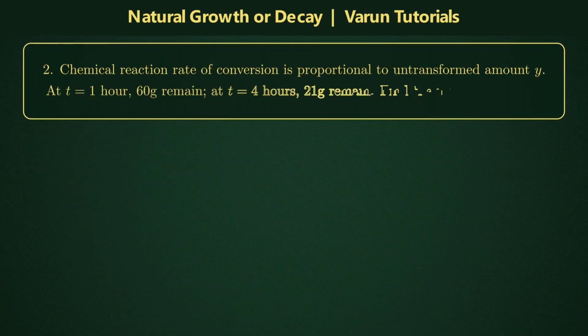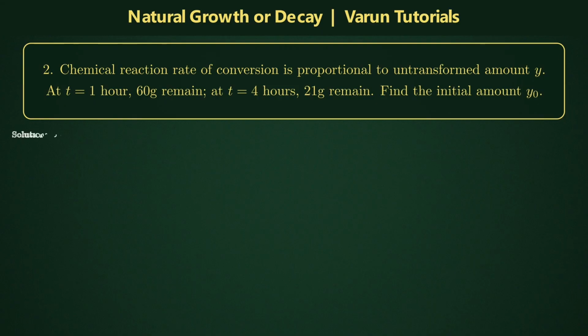Let's solve example 2. In a certain chemical reaction, the rate of conversion of a substance at time t is proportional to the quantity still untransformed at that instant. At the end of 1 hour, 60 grams remain, and at the end of 4 hours, 21 grams remain. How many grams of the substance were there initially?